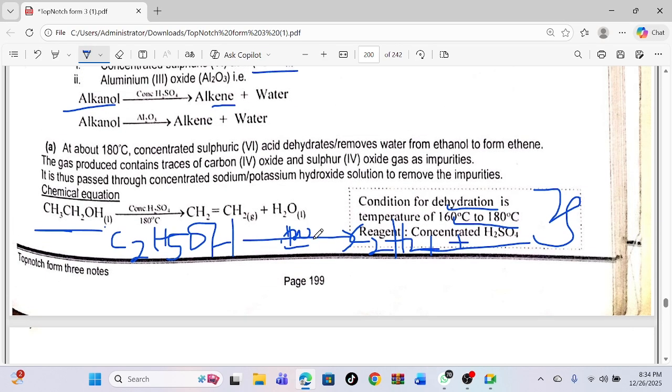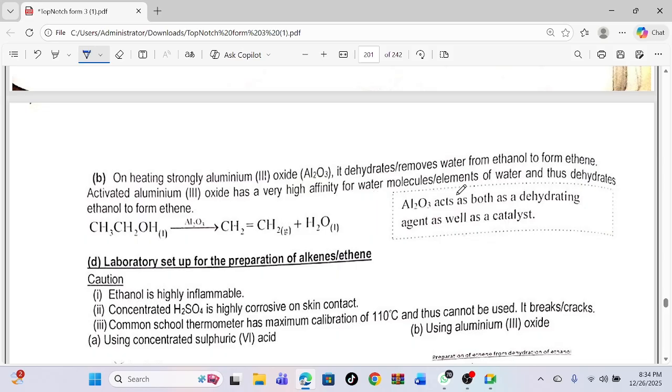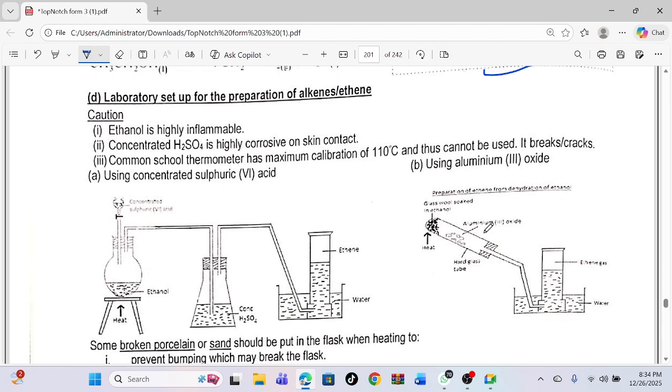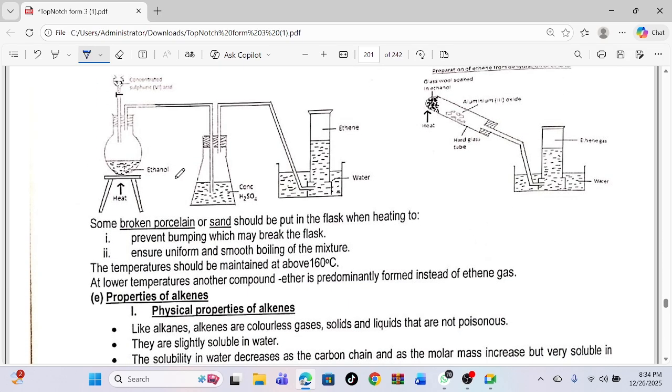So in place of sulfuric acid, let's say sulfuric acid tunatumia nini? Tunatumia aluminium oxide. Na hii aluminium oxide bona iko na faida gani? It acts both as dehydrating agent as well as catalyst. And that's all about preparation of alkenes.